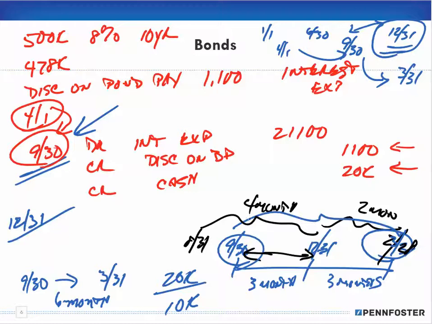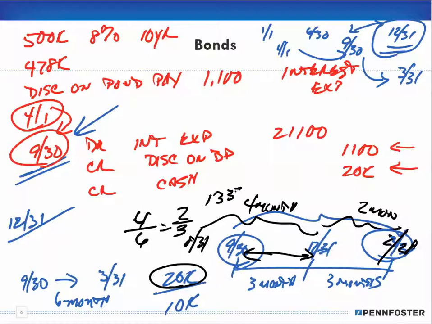So that is going to be 4 months over 6 months, because the 4 months is what we use over the 6-month period. That's going to be 2/3. We're going to take 2/3 of the $20,000, right? Let me do a calculation here. 20,000 times 2 divided by 3. That means our interest for that period would be 13,333.33.